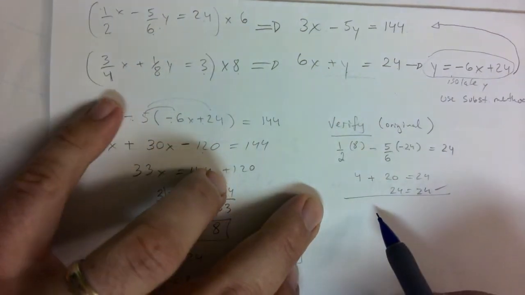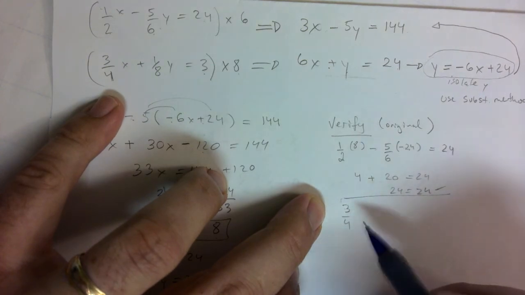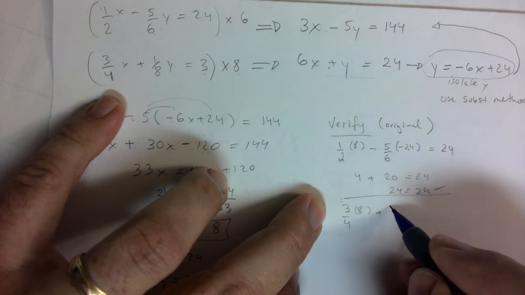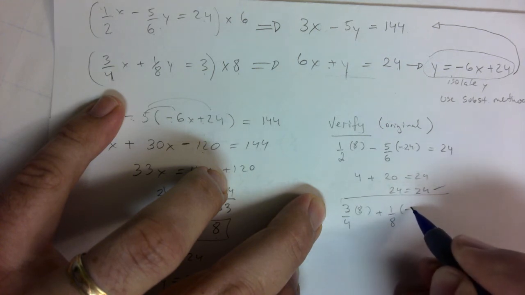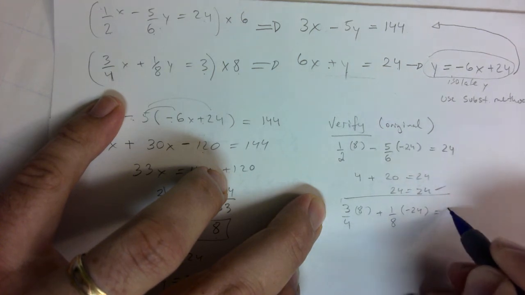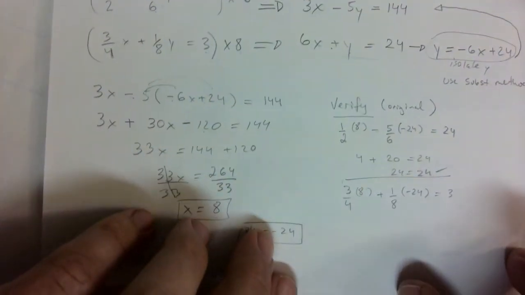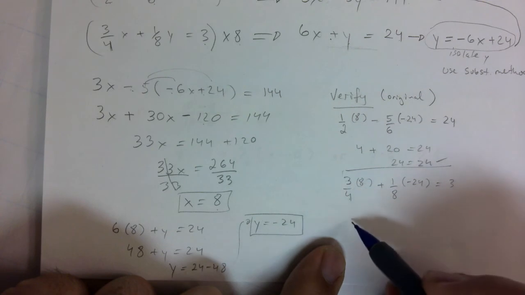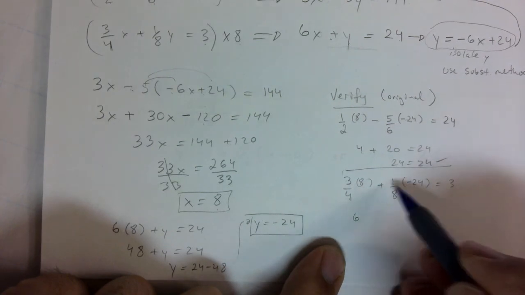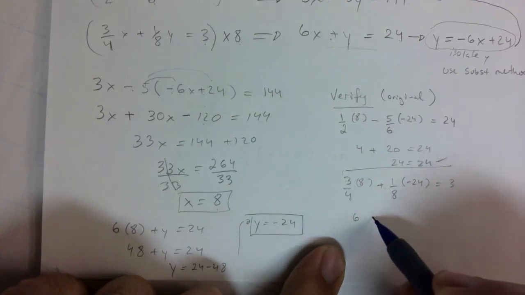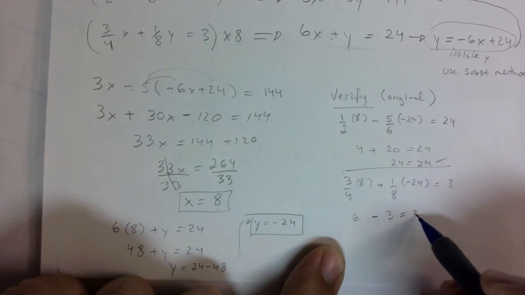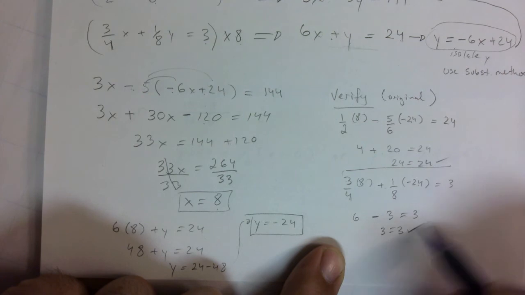And then I'm going to take the second one, which is 3/4 x, and x is 8, plus 1 over 8 y, which is negative 24. That's supposed to be equal to 3. 8 divided by 4 is 2. 2 times 3 is 6. This will ultimately give me a negative. 24 divided by 8 is 3. 3 is equal to 3. Check.